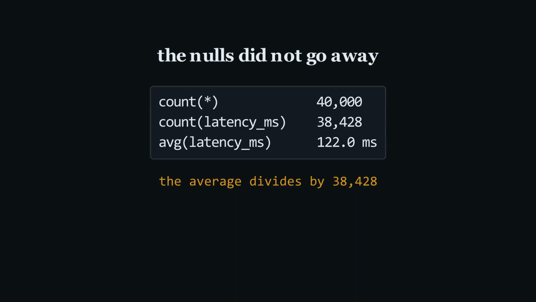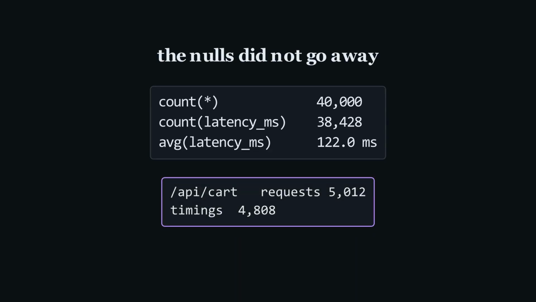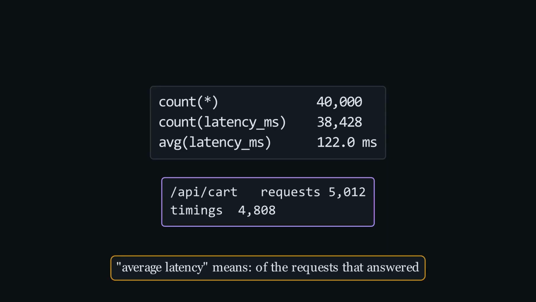Per endpoint, it is the same story. /API/cart shows 5,012 requests, but only 4,808 timings. Your dashboard says average latency. What it means is average of the requests that answered.